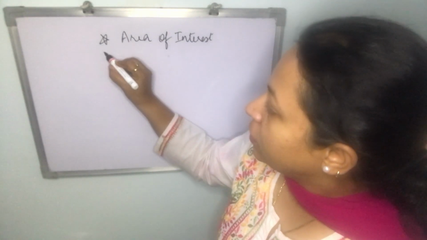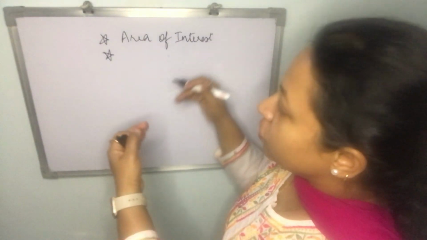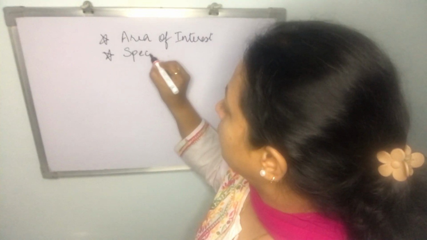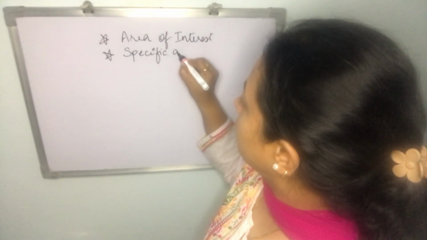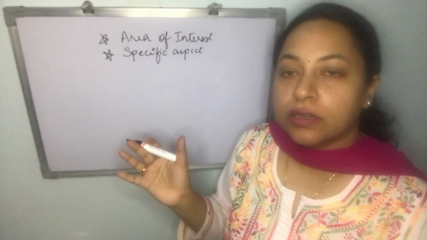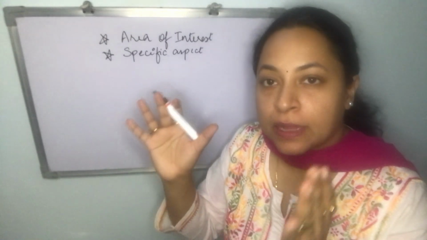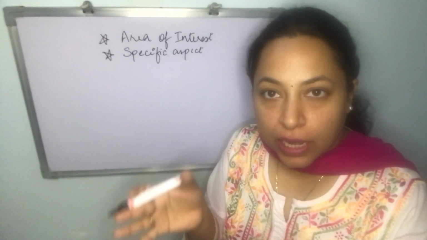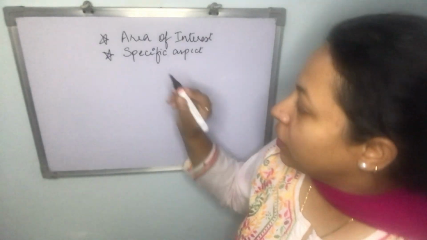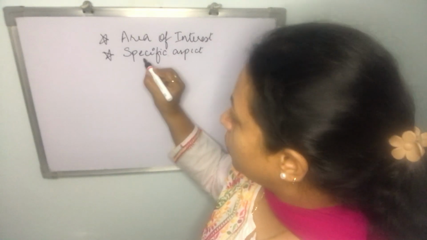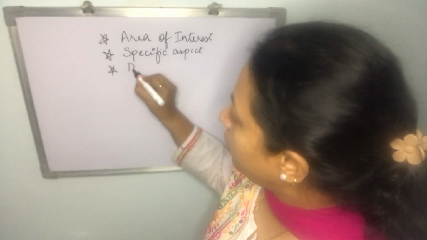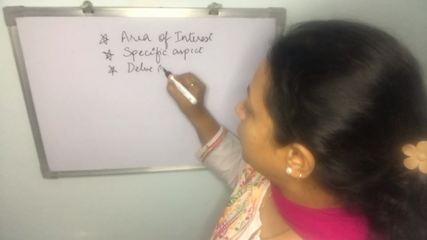The next step would be you have to converge your interest to a specific aspect. What I mean is, once you have chosen your area of interest, again it is a very broader thing. So from that area of interest, you got to narrow down your thinking, converge onto something very specific. Now in that specific aspect of your interest, you have to delve into the literature.